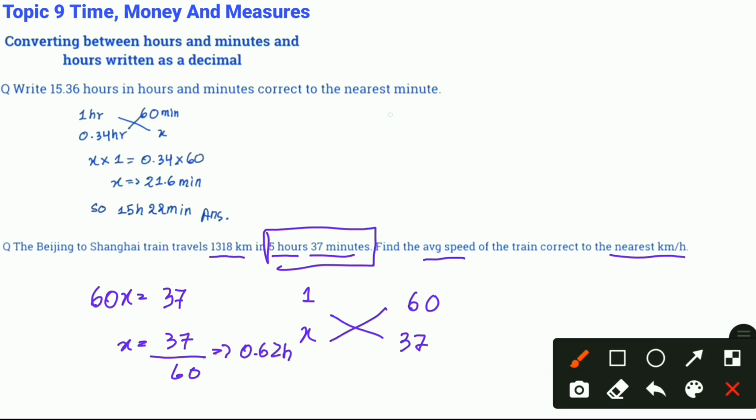So what it really is, it is 1318 kilometers per 5.62 hours. Now I'm going to use a calculator, so it's going to be 1318 divided by 5.62 hours. So it's going to be 235 kilometers per hour.